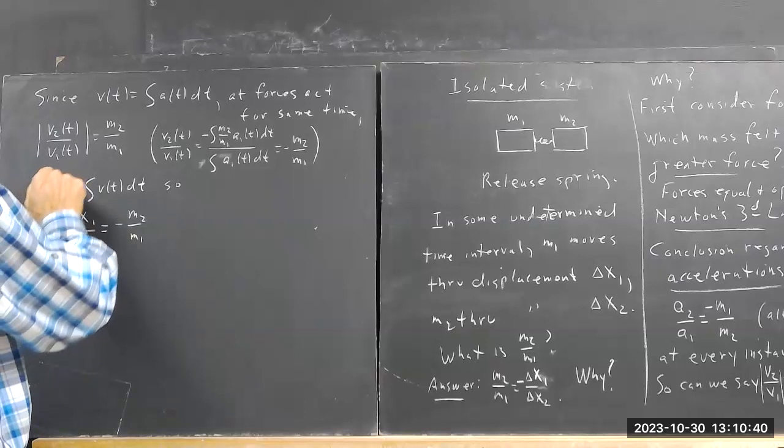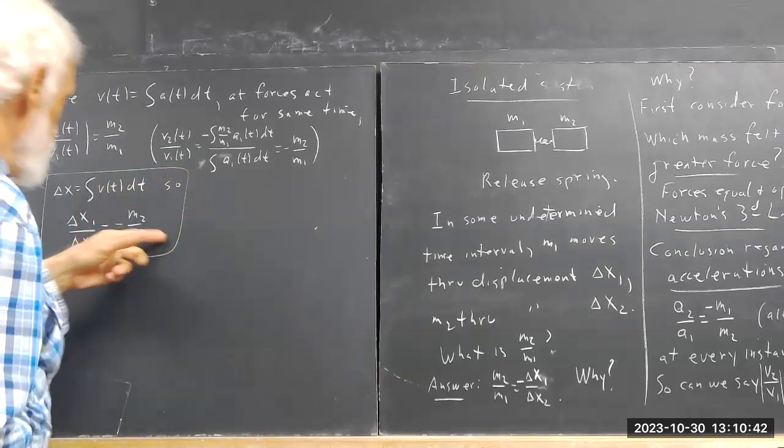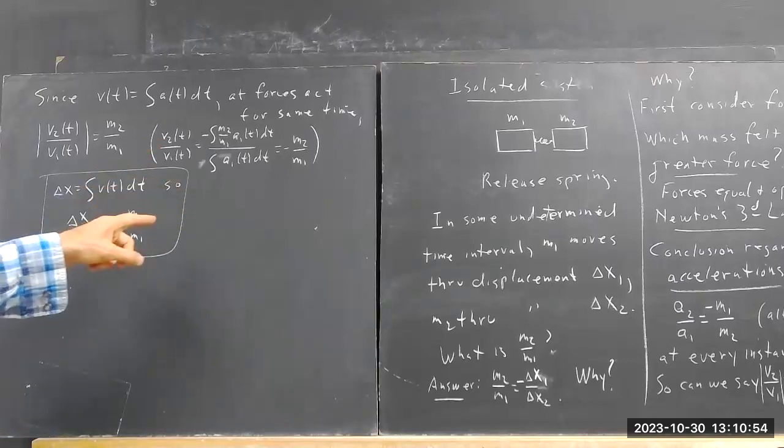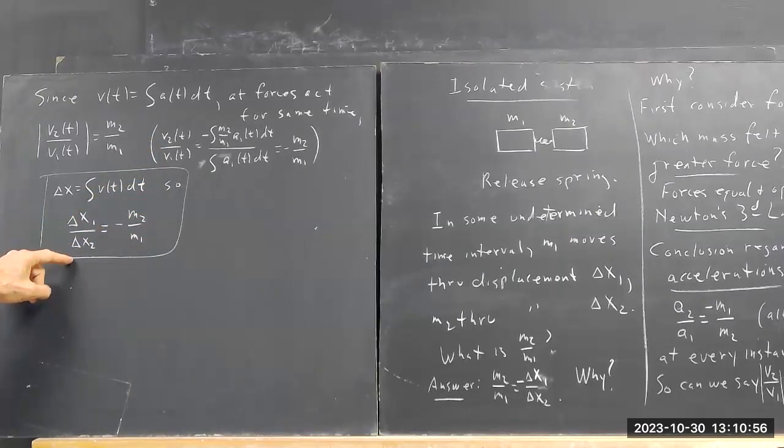I'll let you figure out how to take the intermediate steps. But I'll just say that if you integrate V1 of T over the integral of V2 of T, it's got to give you negative M2 over M1. And you can write that out.